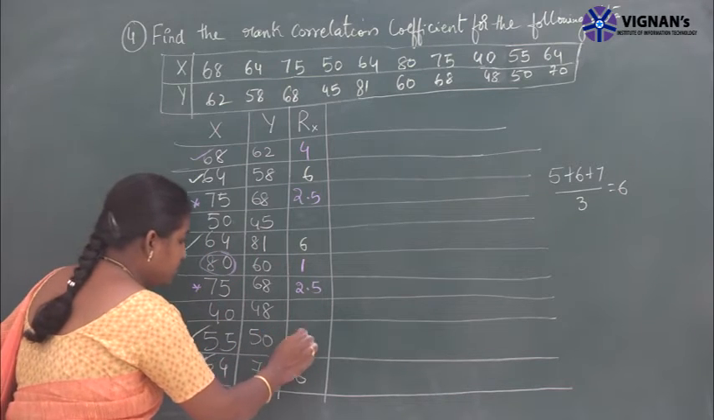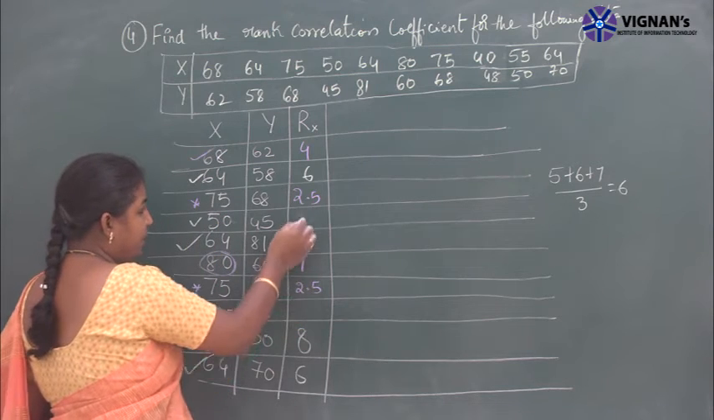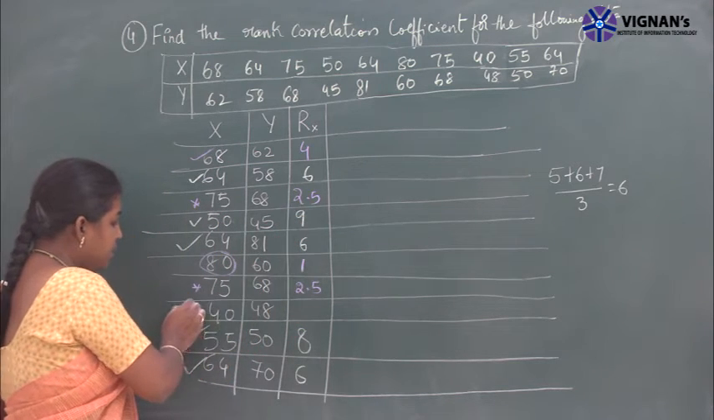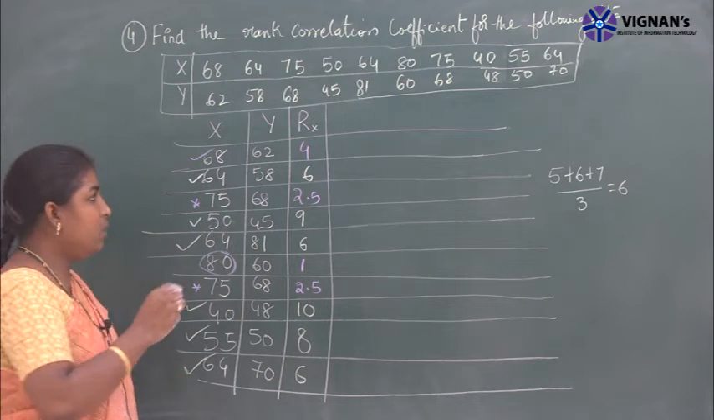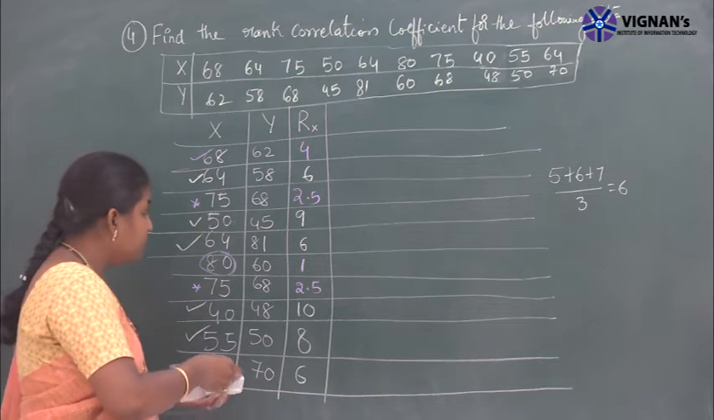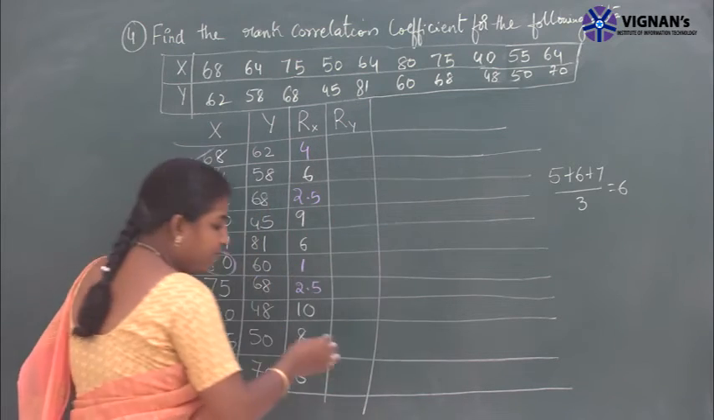So we are giving this the rank 8. Next maximum 50. After 8 we are getting 9. Next rank for 40, that is 10. Okay. Now we are giving the ranks for y values, that is represented by Ry.